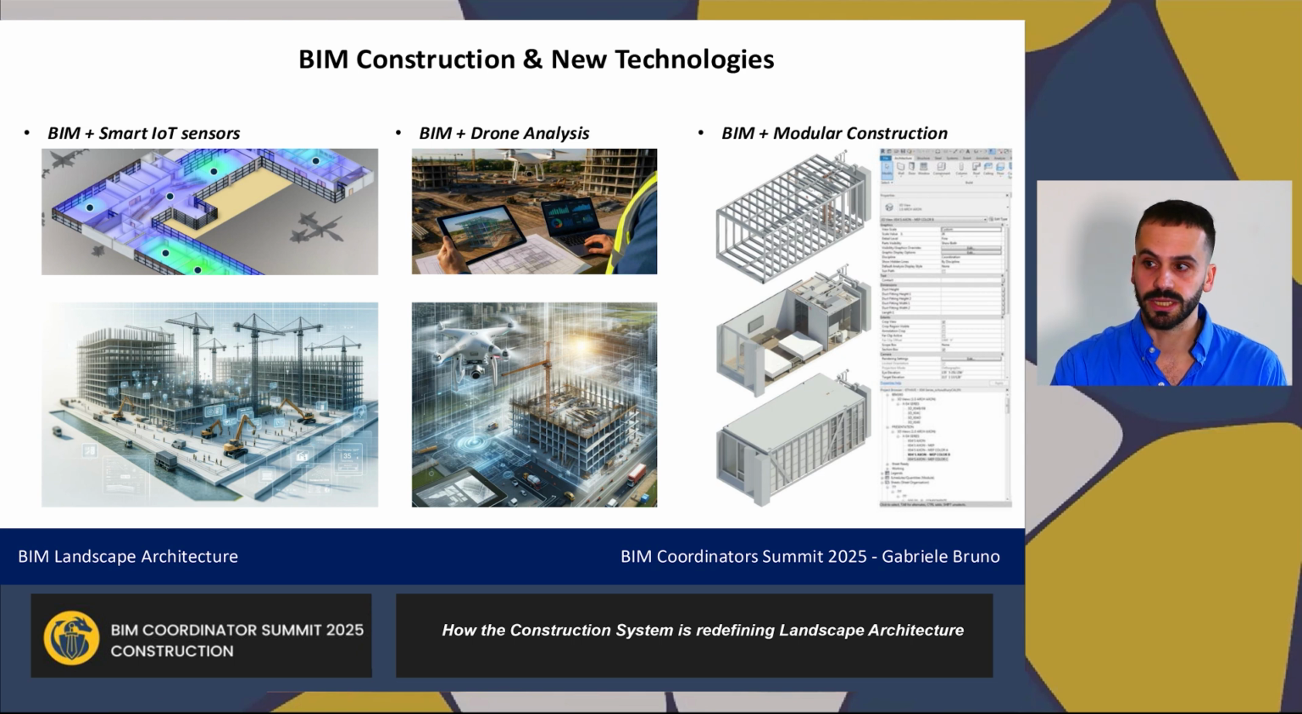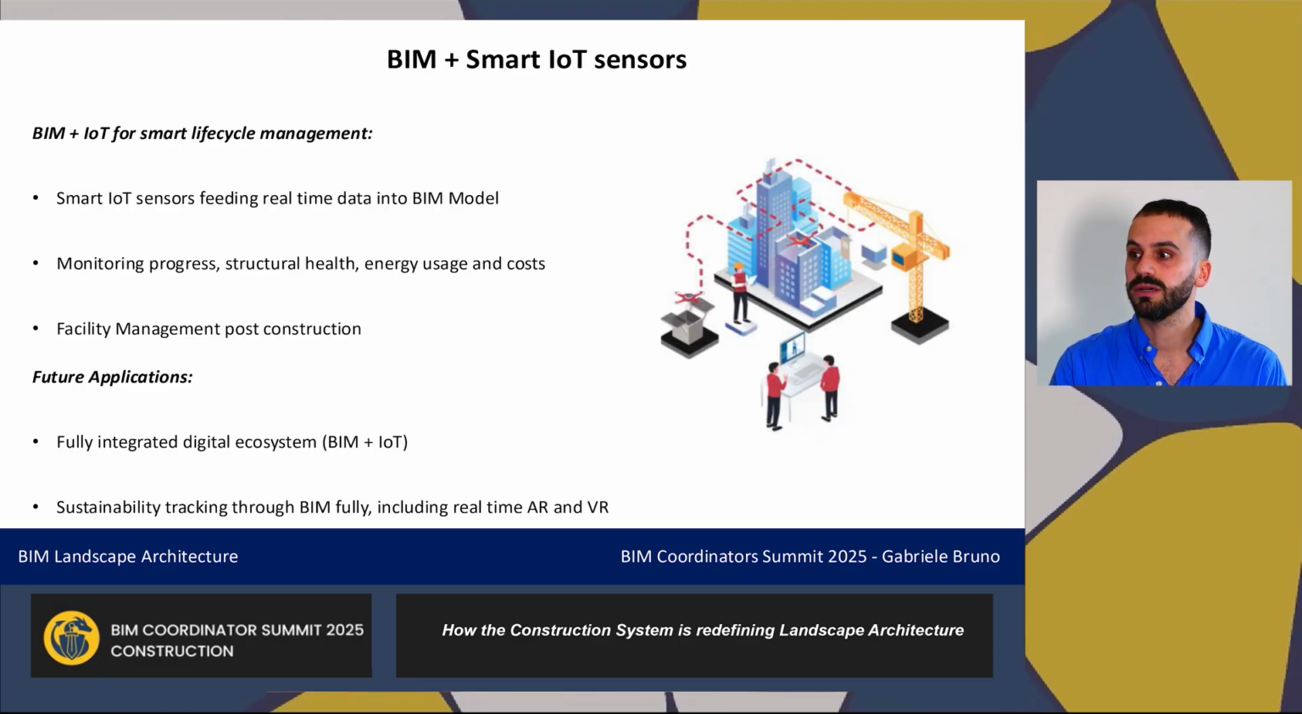The first one is the smart IoT sensor. The second one is the drone analysis. And the third one is the modular construction. So, start with the smart IoT sensor. Basically, these are, it's not a new technology. However, these are sensors that can be extremely useful, especially for construction projects.